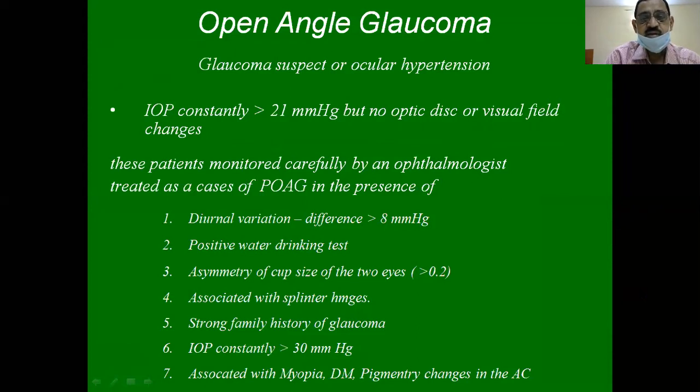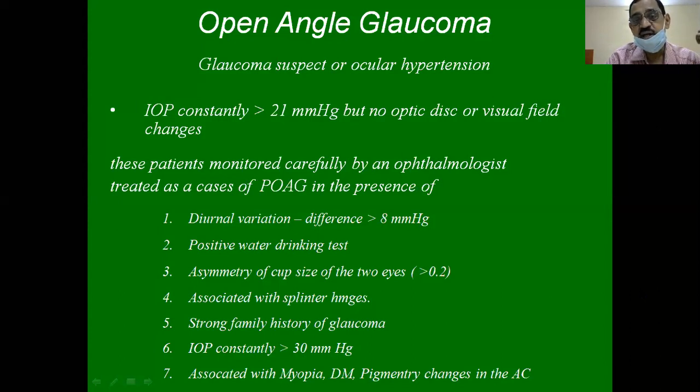So next we have glaucoma suspect or ocular hypertension. If IOP is constantly more than 21 millimeters of mercury, but there are no optic disc or visual field changes, in such cases we call it ocular hypertension. These patients are monitored carefully once in 6 months by an ophthalmologist, and treated as a case of primary open-angle glaucoma in the presence of the following criteria.